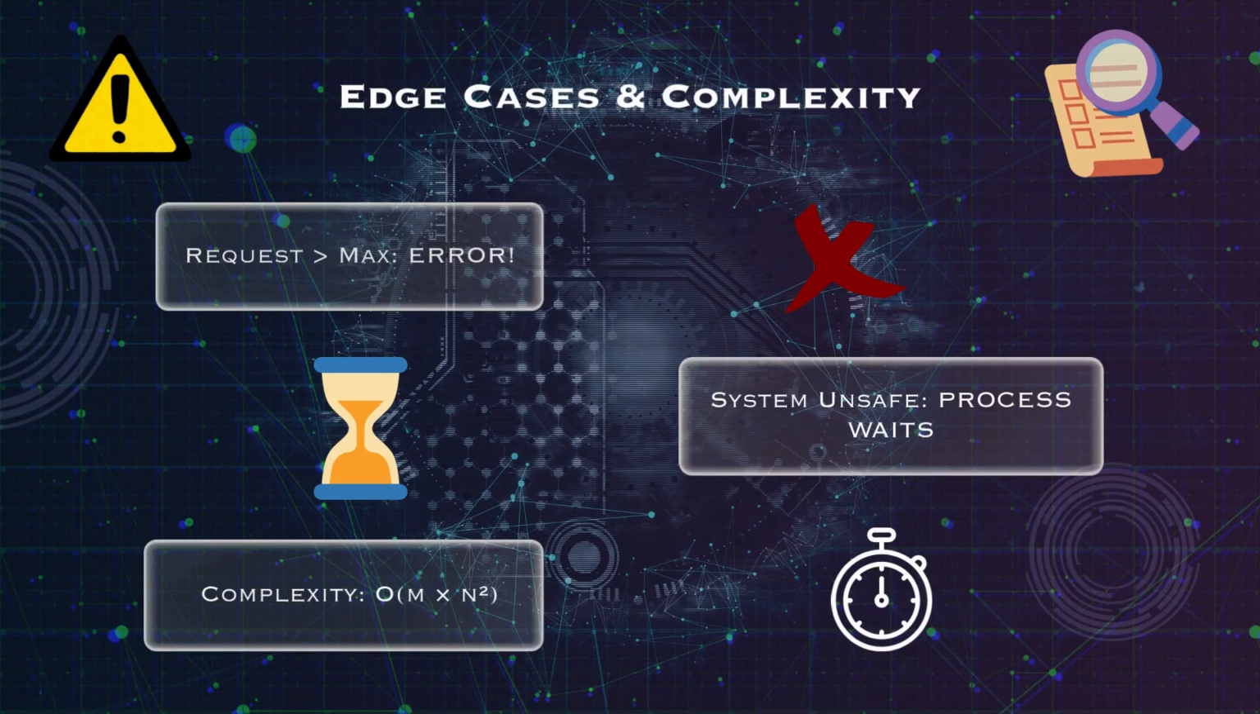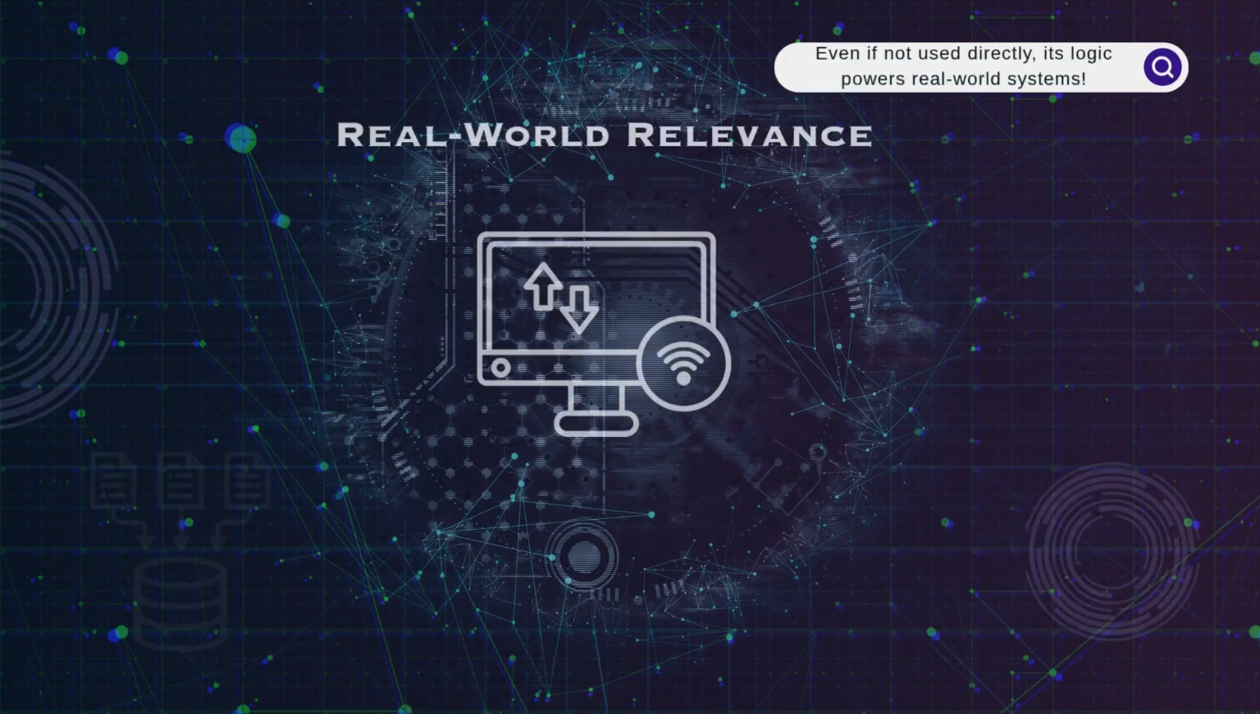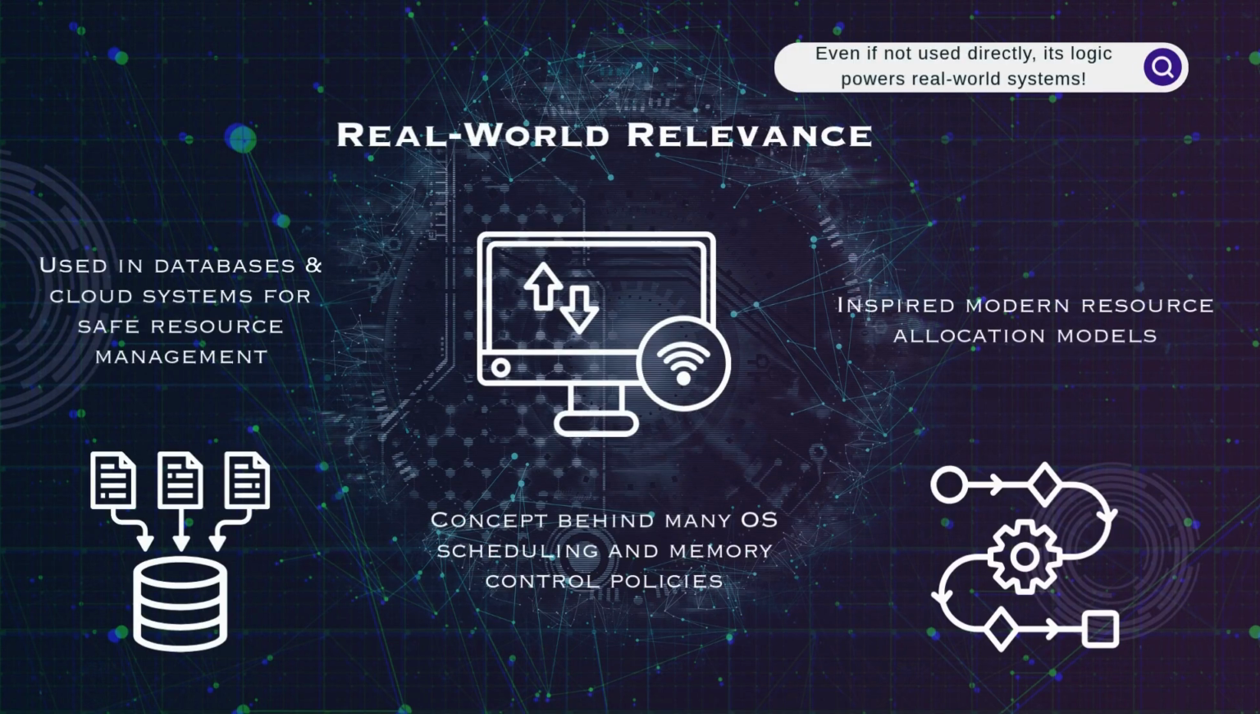Now let's take a look at real world relevance. In reality, modern operating systems rarely use the banker's algorithm directly because processes don't declare their maximum needs in advance. However, its logic forms the foundation for many resource management policies in databases, embedded systems, and even cloud schedulers. So while it's theoretical, it's a concept every computer scientist must understand.